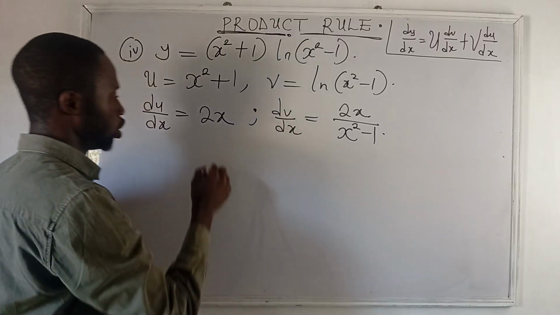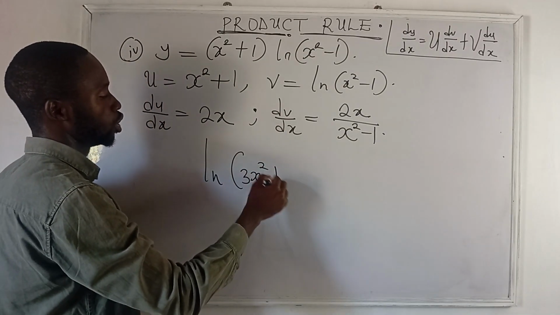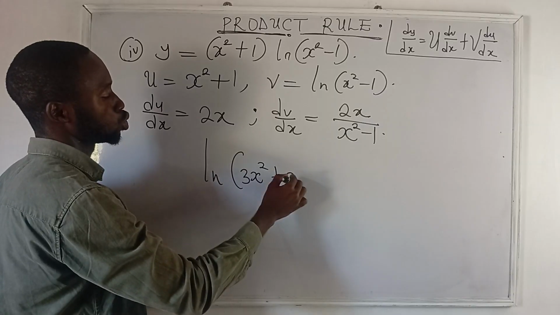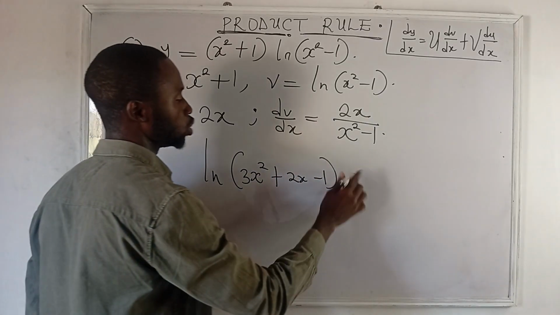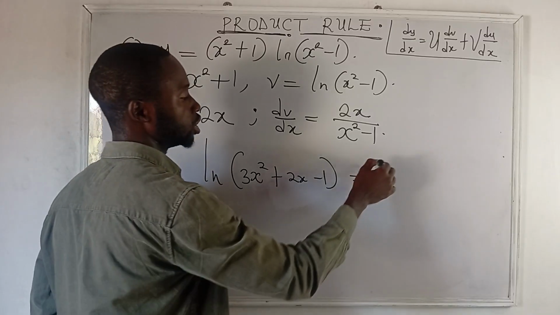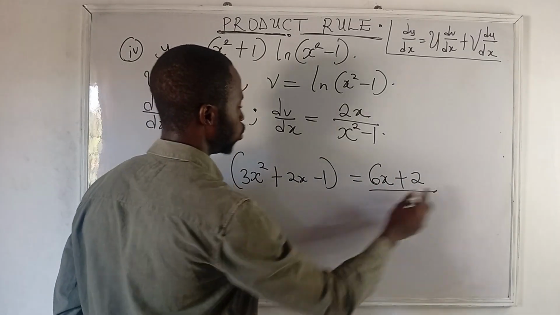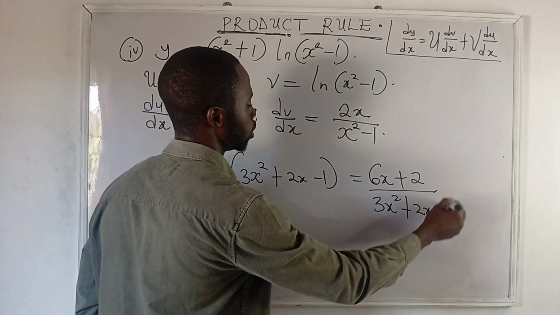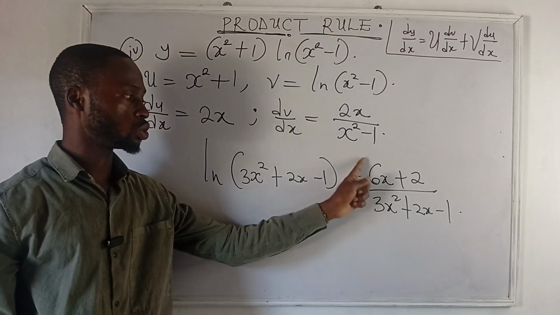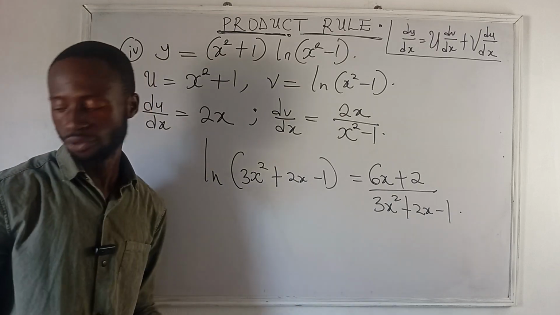For example, if you're asked to differentiate ln of 3x squared plus 2x minus 1. So the derivative of this will be that you differentiate everything. That will give us what? 6x plus 2, right? Then you have over this particular question 3x squared plus 2x minus 1. You just differentiate it. So this is the dy dx. That's how to differentiate a logarithmic function.